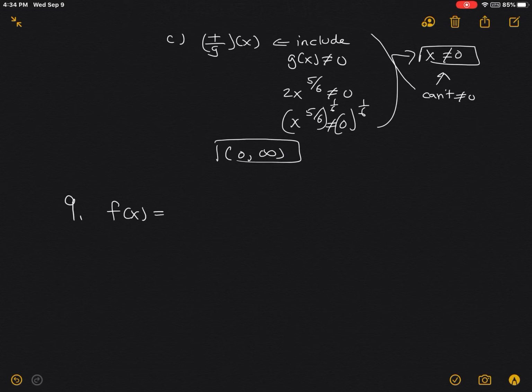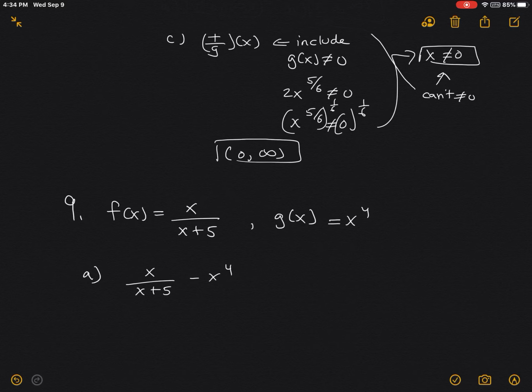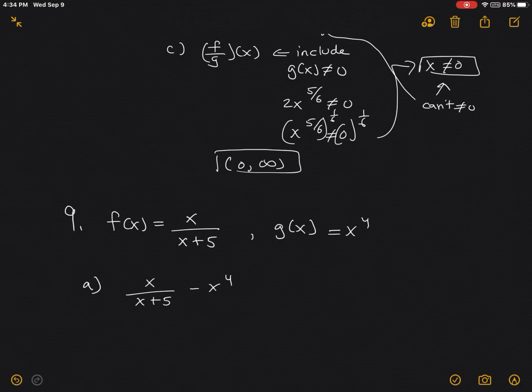So again, hopefully you had a chance to try number 9 on your own. You're going to get f of x is equal to x over x plus 5, and g of x is equal to x to the 4th. All right. So for part A, we're asked to subtract. Not a ton of operations here, so I'm just going to leave it like this. How do I know when to simplify? I'll let you know. The textbook basically left it like this in the answer key.